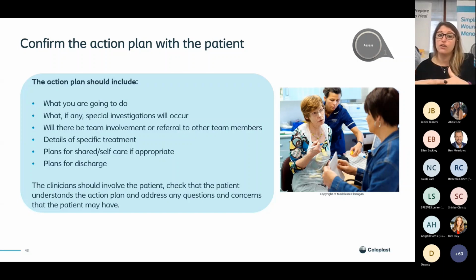And your action plan for the patient should explain what you're going to do and why you're going to do that, whether or not they need to go forward to have any further investigations, or whether you need to do referrals onto specialists. So whether you feel that that patient may need to be seen by the tissue viability nurse, or whether you have got a leg ulcer clinic in your area that you can refer that patient onto. And you need to discuss whether the patient is appropriate for shared or self-care, and also plan for their discharge.